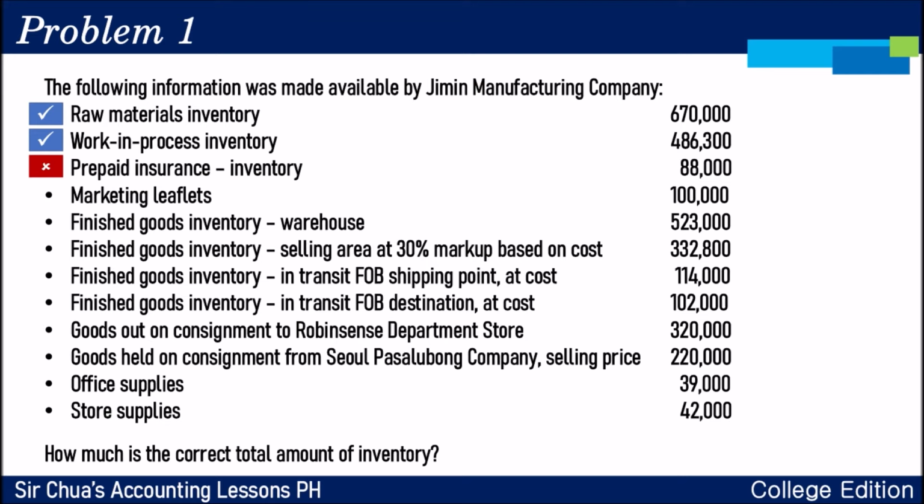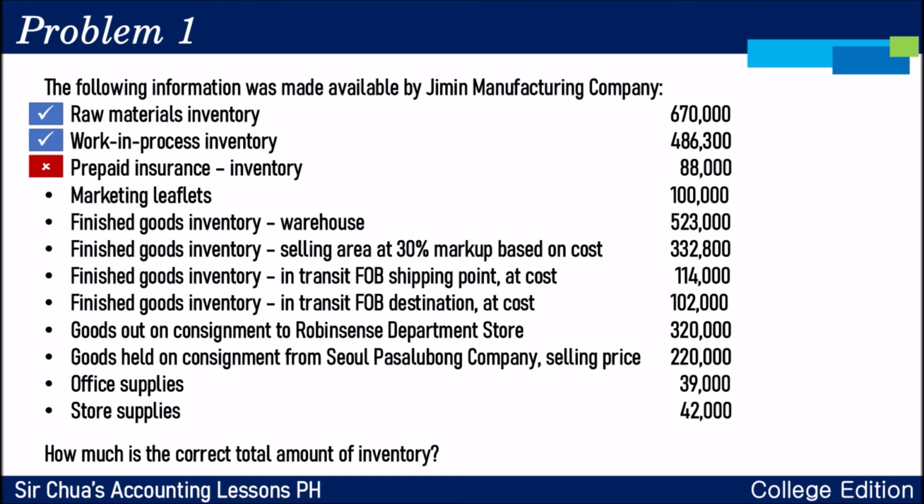Hindi po yan kasama. Nalito ka lang kasi nakalagay inventory eh. But that's actually prepaid insurance. Okay? Ano po yung prepaid insurance on inventory? Yung inventory, ginastosan mo ng insurance para in case mawala, masunog, may insurance siya. Okay? That is reported as a current or depende kung non-current asset. Pero usually naman maikli lang. Prepaid insurance po tayo, current asset. Pero hindi po siya inventory. It's just that, related sa inventory. Pero hindi po siya mismo inventory.